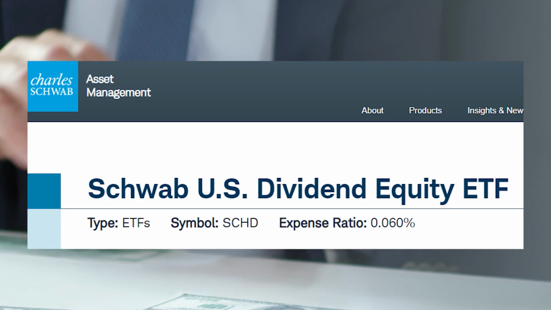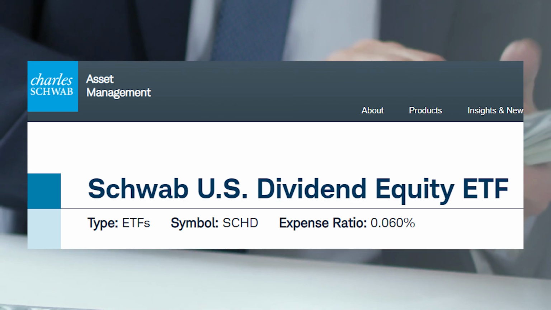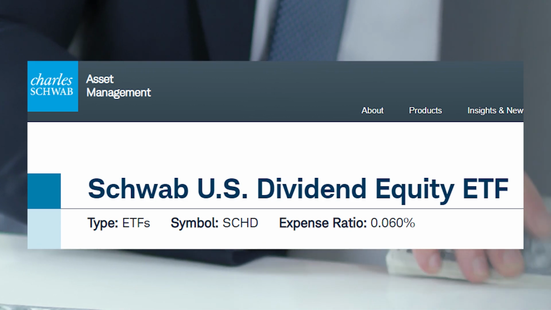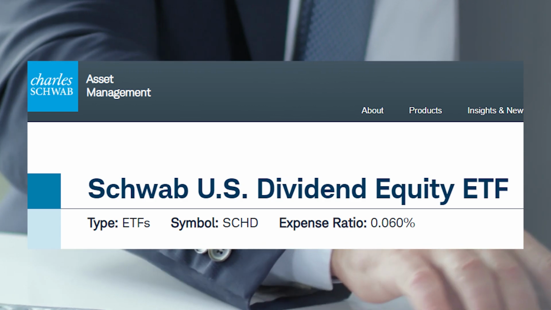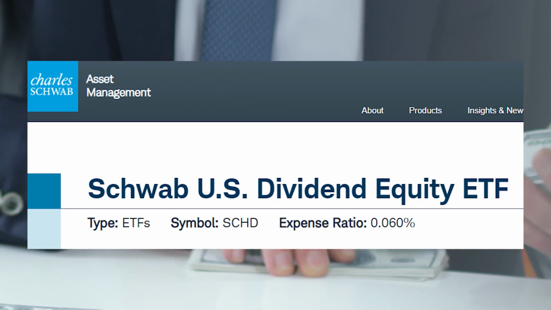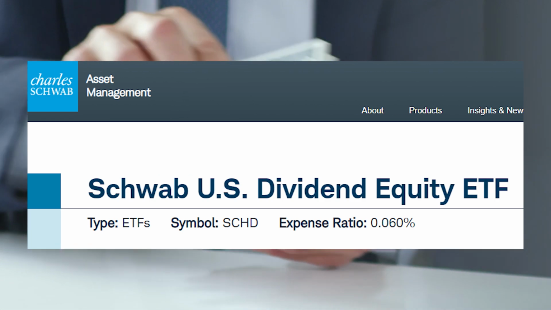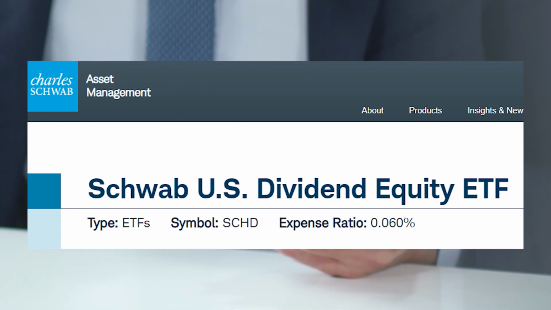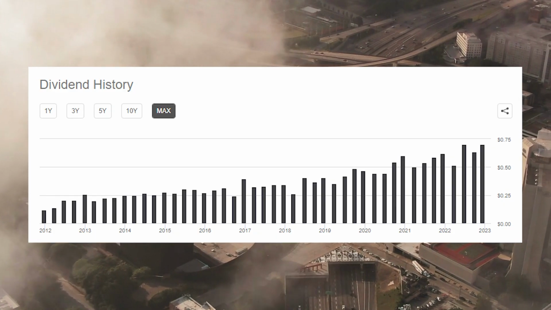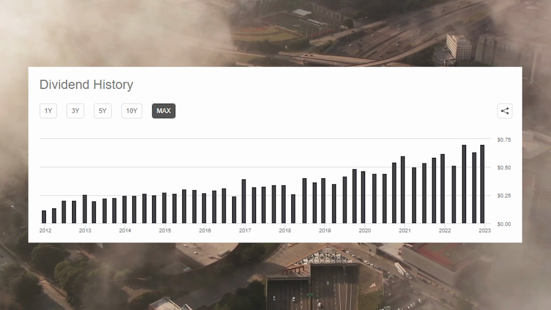SCHD, or Schwab's U.S. Dividend Equity ETF, is an ETF that tracks the performance of the Dow Jones U.S. Dividend 100 Index. The ETF was created by Charles Schwab back in 2011 and has since gained a lot of popularity among investors for its potential consistent income and long-term growth. It doesn't take you long to realize that SCHD's dividend growth history has been extremely strong.